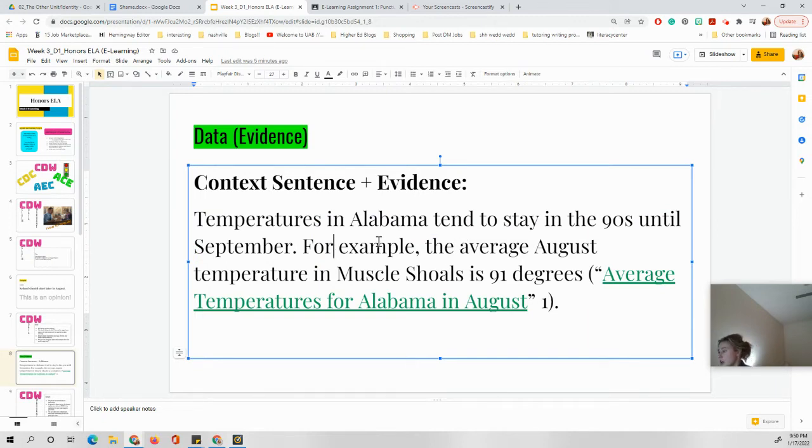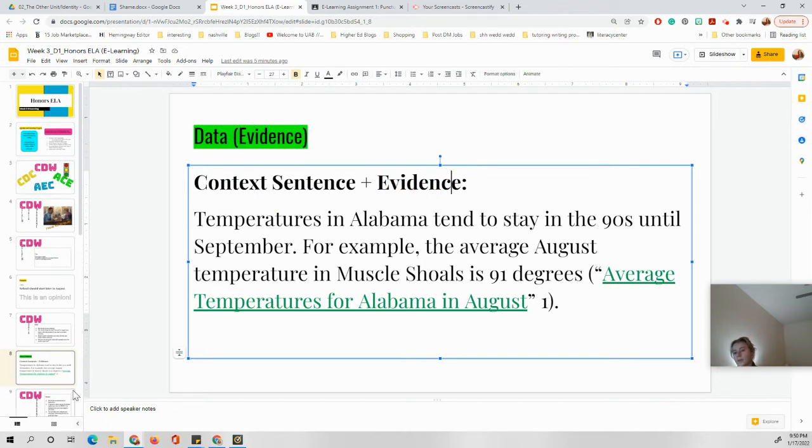It's like you're just jumping into the point. You know, it's like saying I love you without talking to somebody for at least 2 weeks, okay? You want to provide some context. So you want to talk. You want to get to know the person, okay? So that's why you want to provide context. Temperatures in Alabama tend to stay in the 90s until September, okay? Easing my reader into what I'm going to be talking about. I'm providing a bridge here to my evidence. And that's why you always need context before you give your evidence.